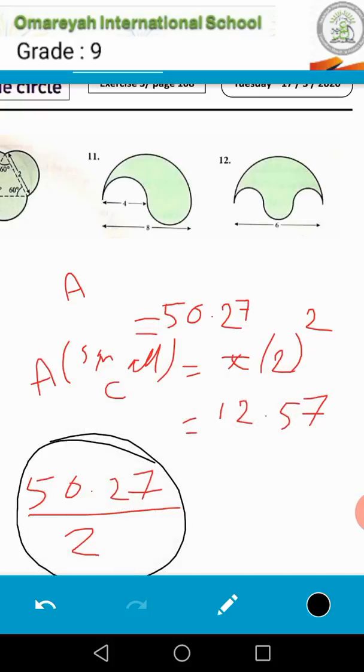Teacher, you have to find the area of the semicircle for this semicircle. That's enough. Now give me the answer of this. What is the answer of 50.27 over 2?